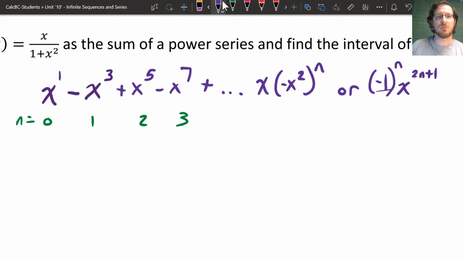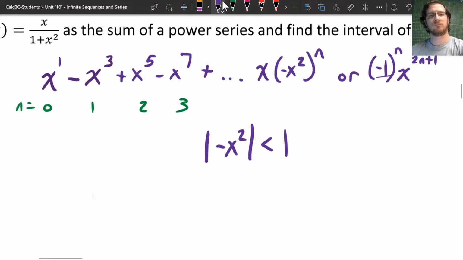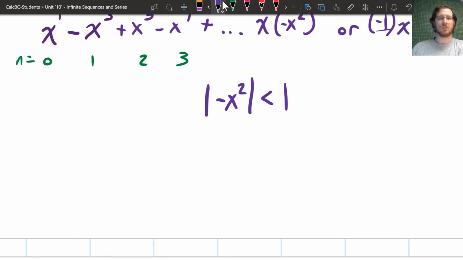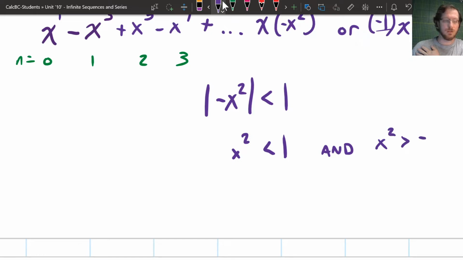All right, so we've got our power series, first 4 terms. We've got our general rule in a couple of different formats. Now we need our interval of convergence. So let's take that r value again, and its absolute value has got to be less than 1. So negative x squared, actually the absolute value of that is just going to be positive. So x squared less than 1 and x squared greater than negative 1.